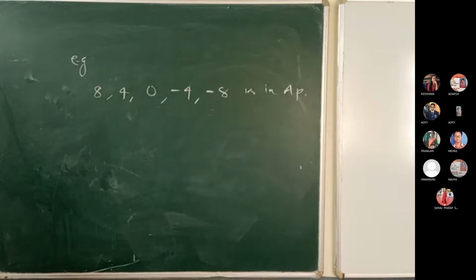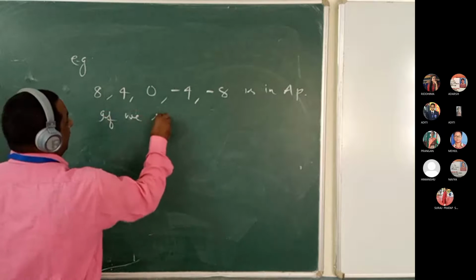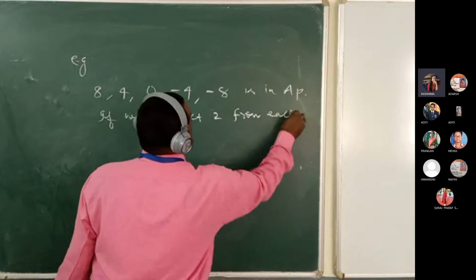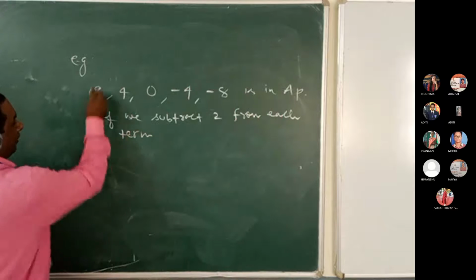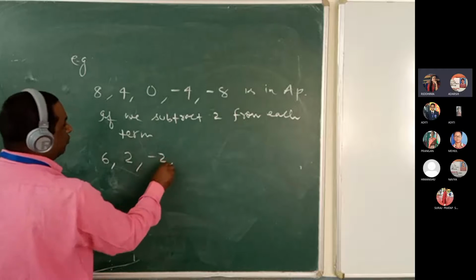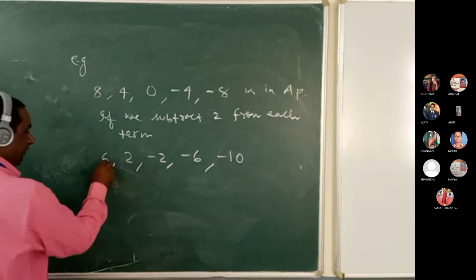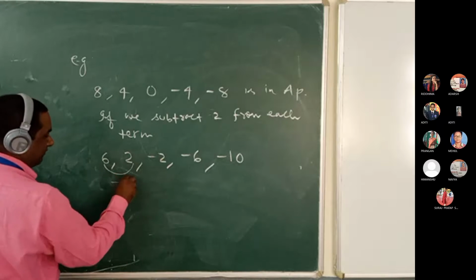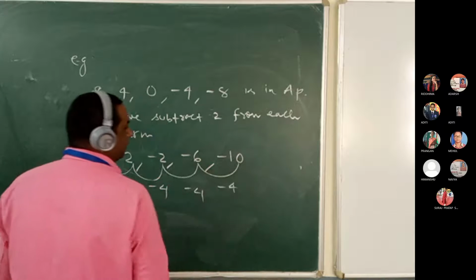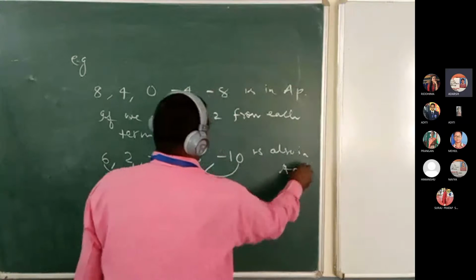Yes sir. And if we subtract 2 from each term, then what happened? 6, 2, -2, -6, and -10. Now the differences are -4, -4, -4. So the common difference here is also -4. This is also in AP.